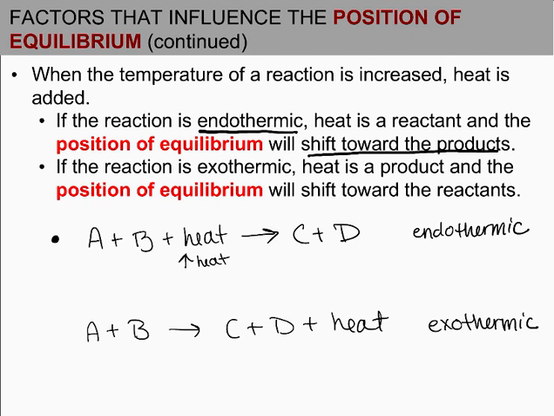Now, what if we have an exothermic reaction? Again, we said heat is a product, and if we increase the amount of heat, then the reaction will shift toward the opposite side, so toward the reactants. Oh, and I forgot to draw my double arrows. I just drew single arrows. So these are reversible. Again, if heat is a product and we add more products, then the reaction will shift back toward reactants, so we can reestablish equilibrium.